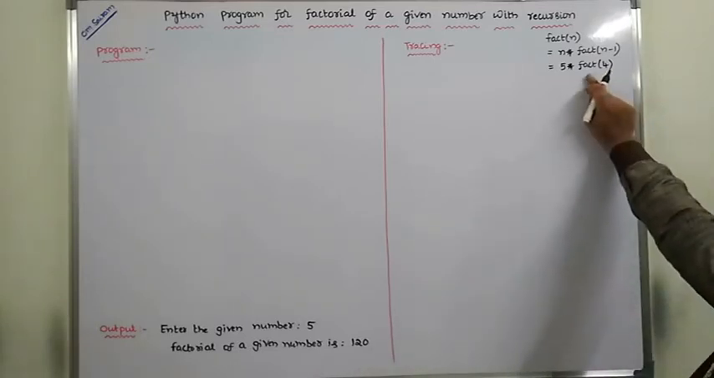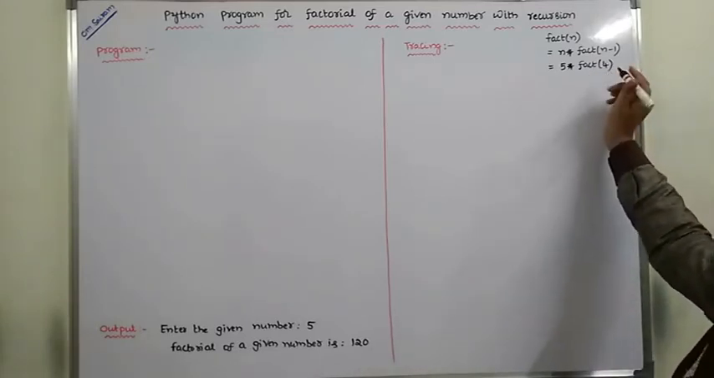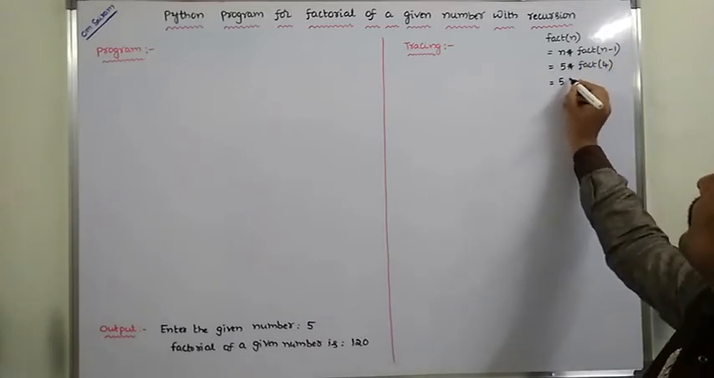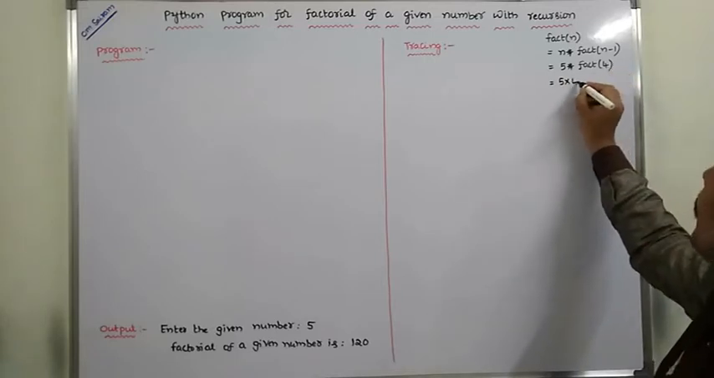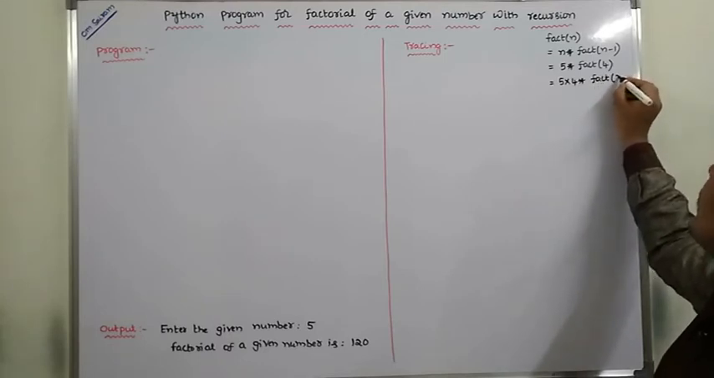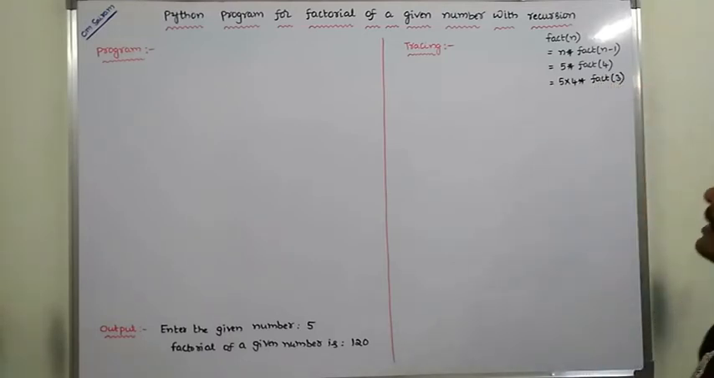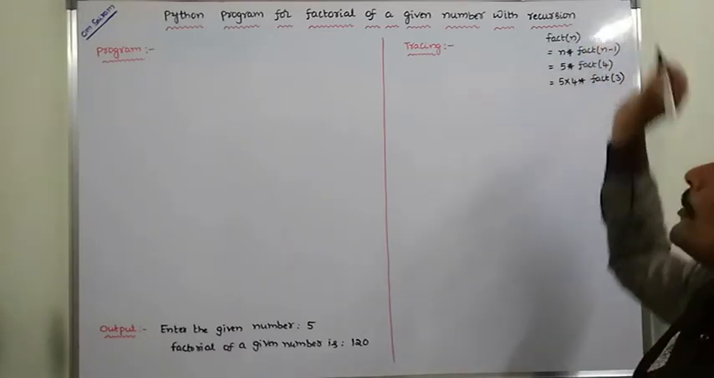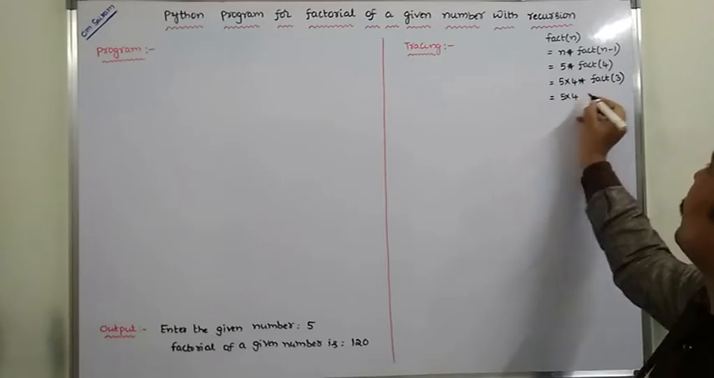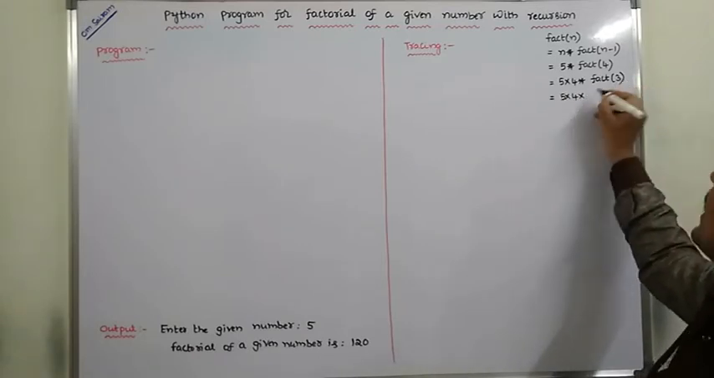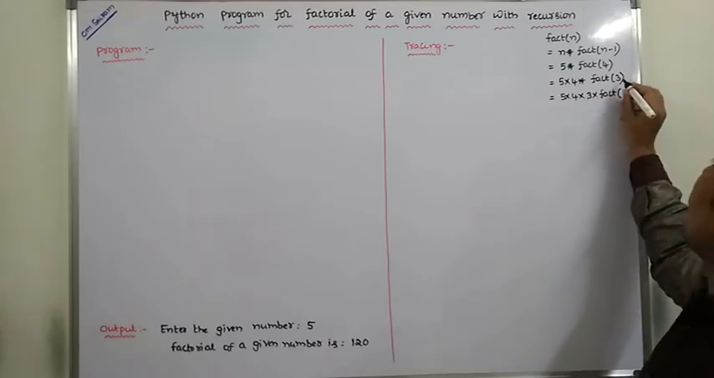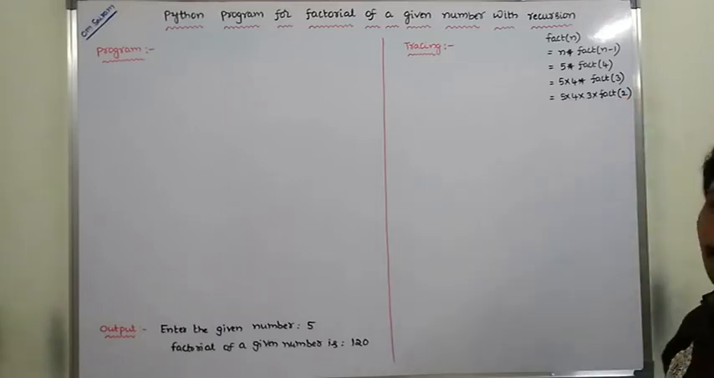Again fact of n is there. It can be converted into this form: 5 into 4 into fact of n minus 1, where n minus 1 is 3. Again it is similar to fact of n. Now it can be written as 5 into 4 into 3 into fact of n minus 1, that is 3 minus 1, that is 2.